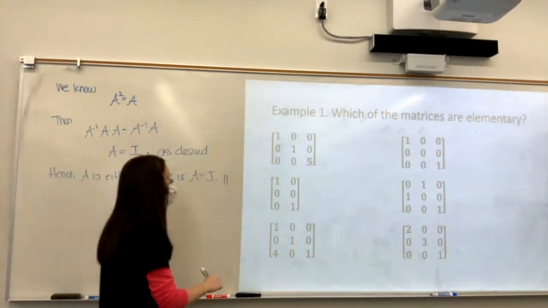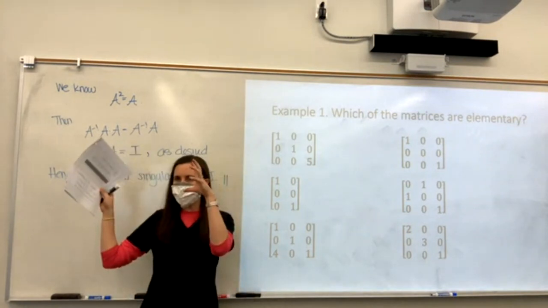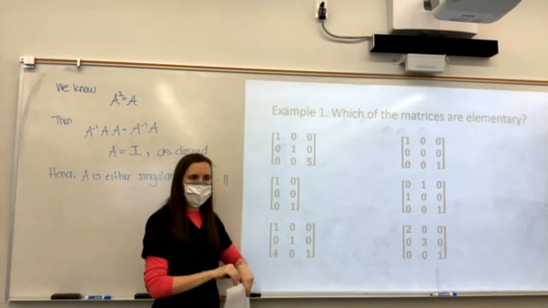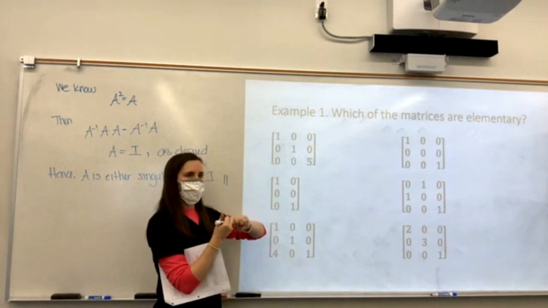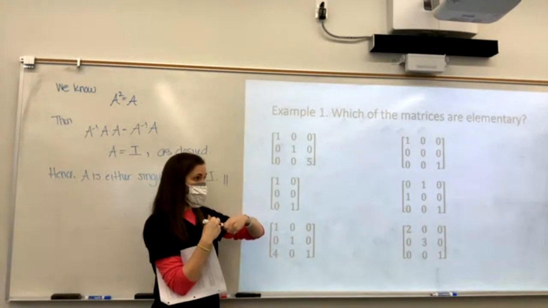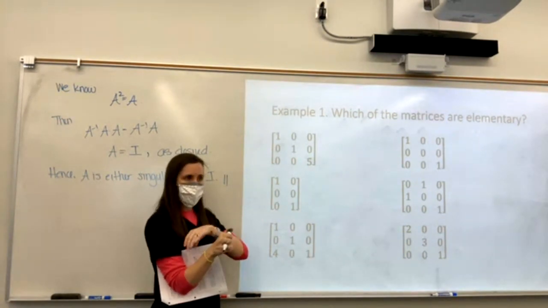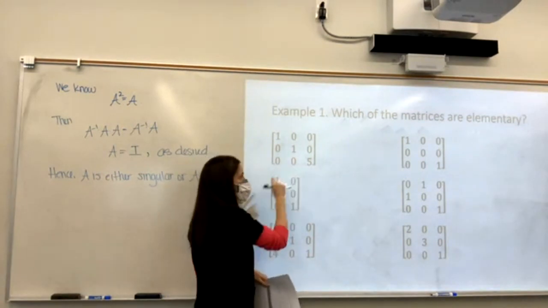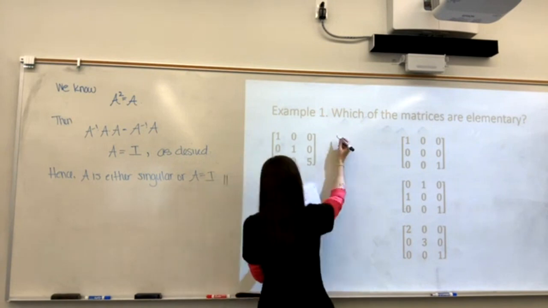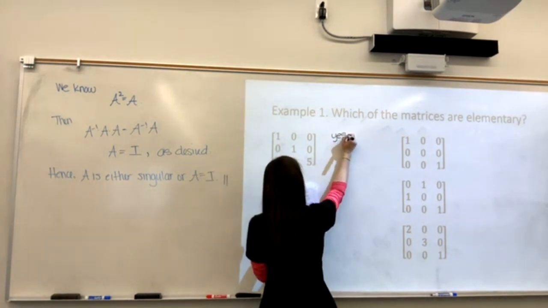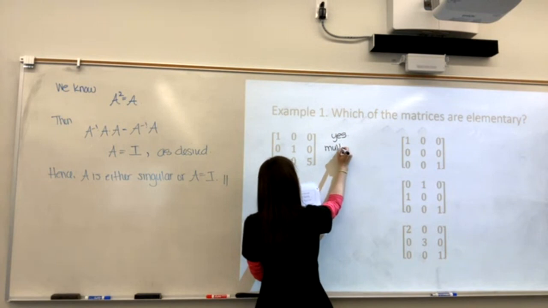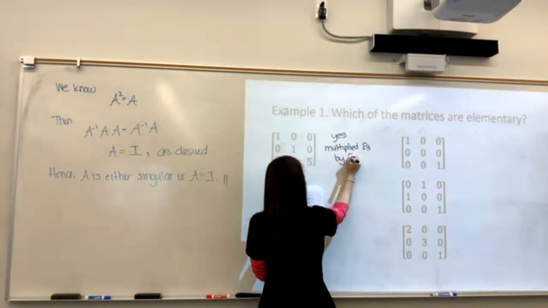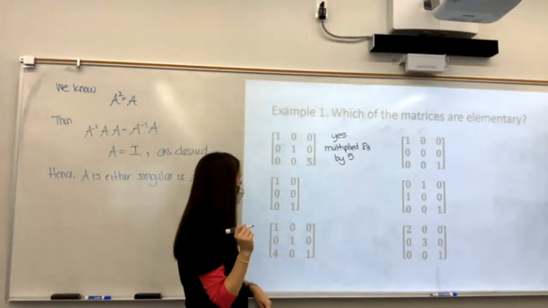All right, so what do you think? Can I start with the identity matrix, do one of those things to it, and end up with this one? What would I do? Exactly. We multiplied row 3 by 5. Cool. So yes, this is an elementary matrix, right? We multiplied row 3 by 5.